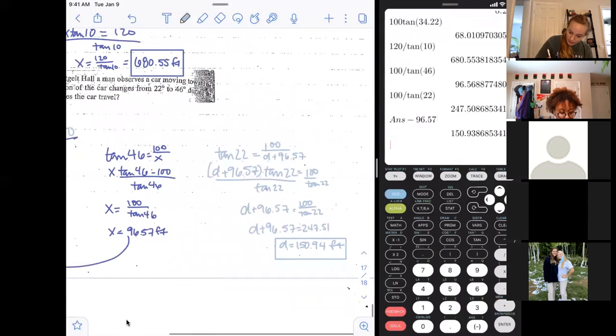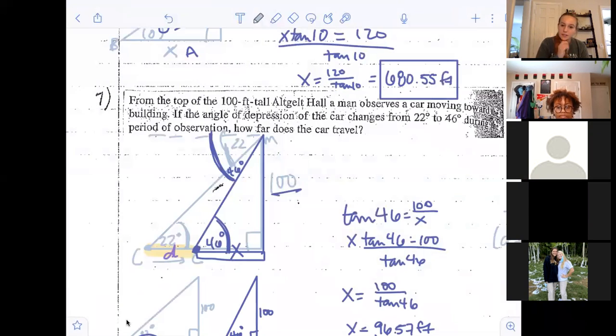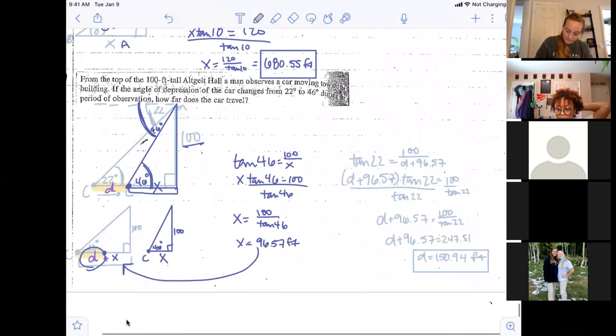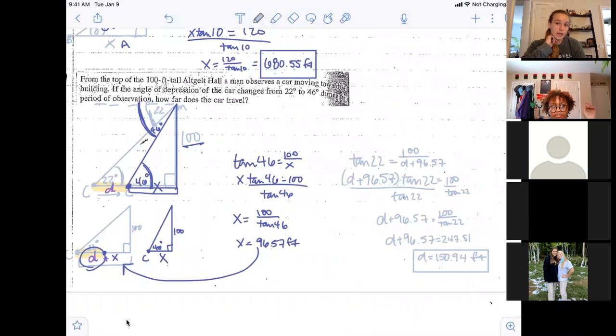I'm going to zoom out and get rid of the calculator because I don't need it anymore, just so you can see this whole problem. So what we had to do was draw our situation and recognize what we were looking for. How far does the car travel? That's not how close to the base of the building it is. That's not how far the car is from the man. It's how far does the car travel? So we had two variables and we had to find the first one. We had to find X before we could find D. Now the other two problems we'll look at next class.